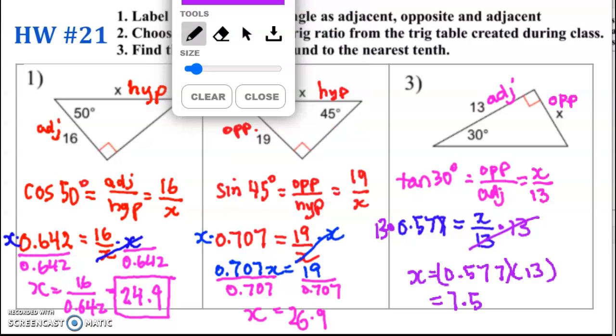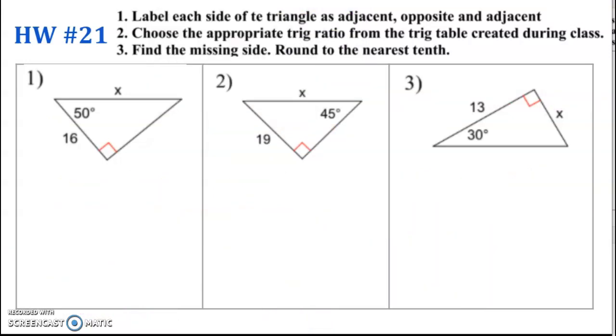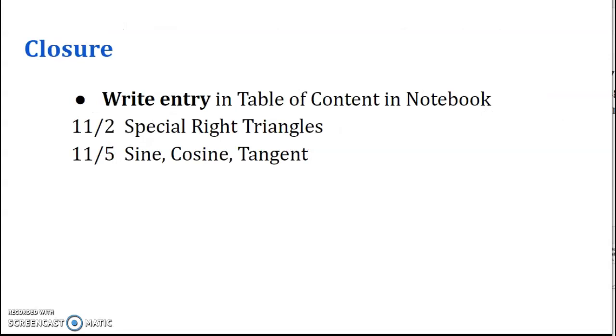Okay, so hopefully you'll be able to finish the rest of the homework. And finally, you are going to write down in your table of contents in your notebook: for the last lesson, we did the special right triangles. You didn't have a chance to write that down. And then today, we tackled the sine, cosine, and tangent ratios. Okay, and that's it for today.